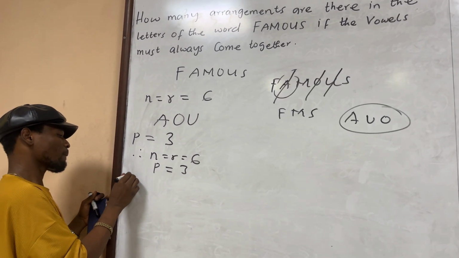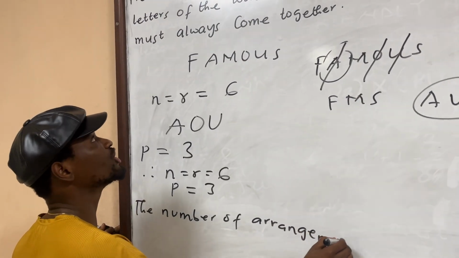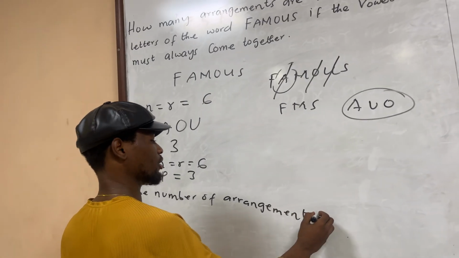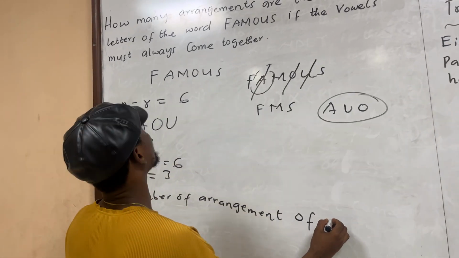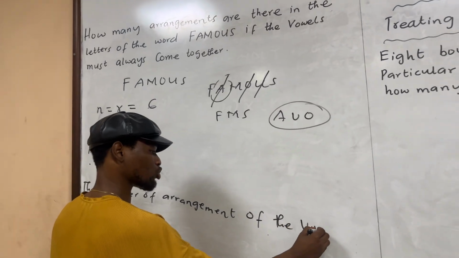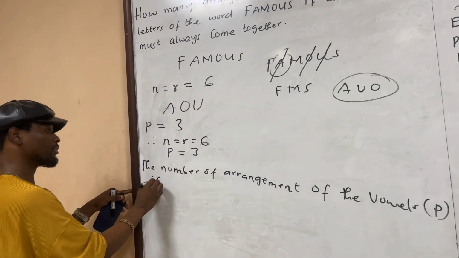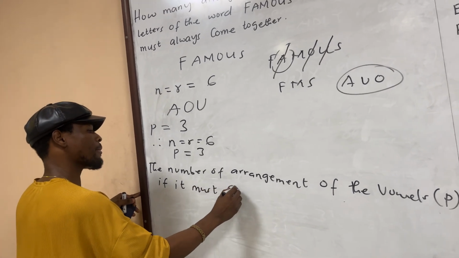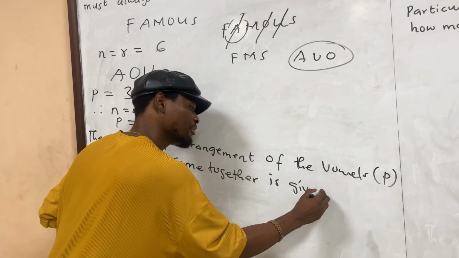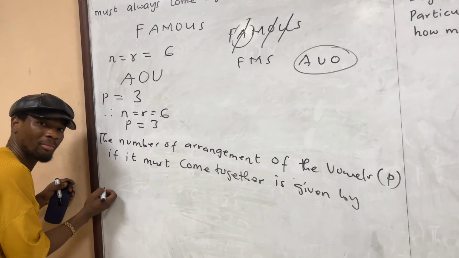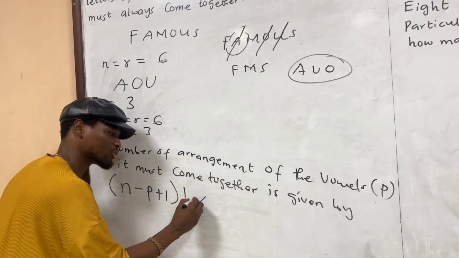So how many arrangements? The number of arrangements of the vowels, which is P, if they must come together, is given by the formula we said: n minus P, then plus 1, all factorial, then times P factorial.